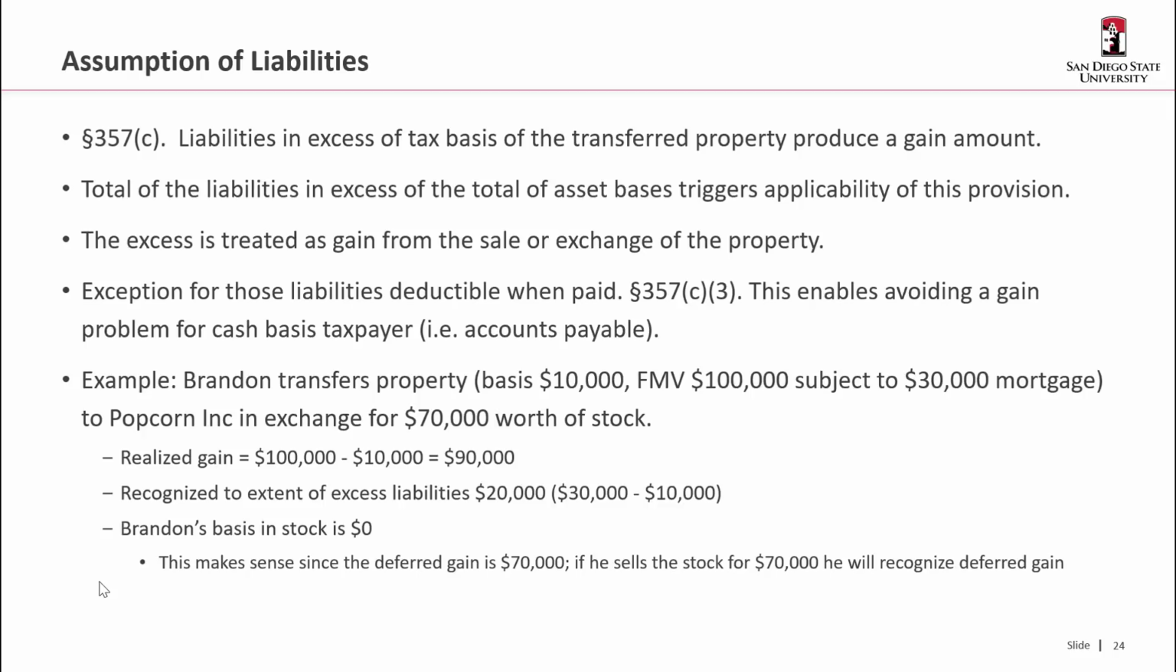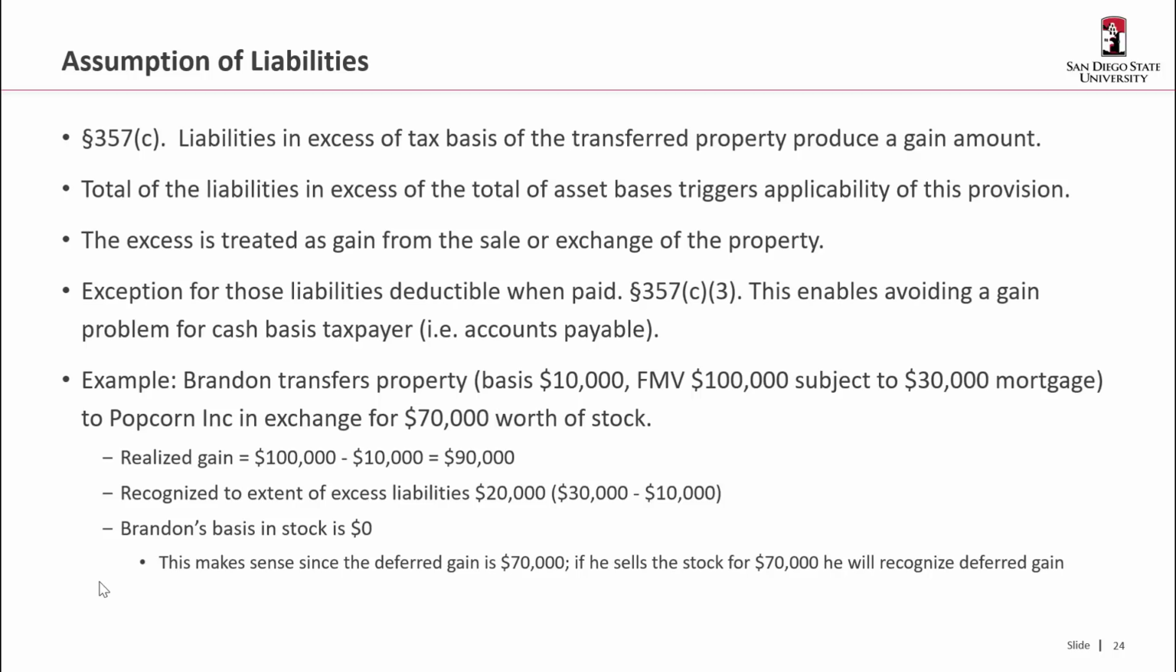Brandon transfers property. Basis is $10,000, fair market value $100,000, subject to a $30,000 mortgage. And that's in exchange for the $70,000 worth of stock. The difference between the previous version is now the mortgage, the liability assumed, exceeds his basis. So his realized gain, 100,000 minus 10,000, is 90,000. He needs to recognize that gain to the extent of excess liabilities. So what that means is his excess liabilities are 20,000. He's going to recognize all 20,000 of that, and his basis in the stock is 0.